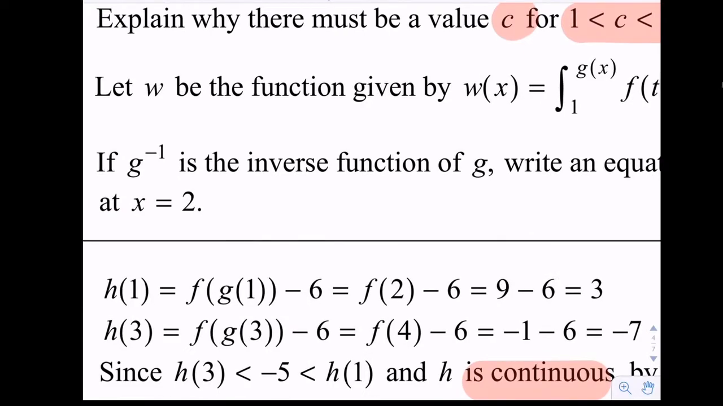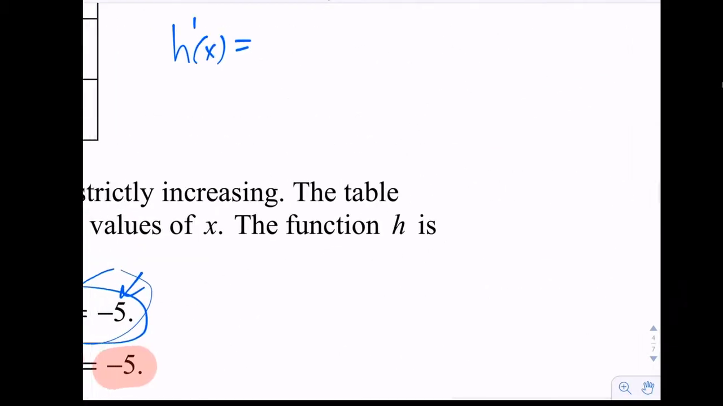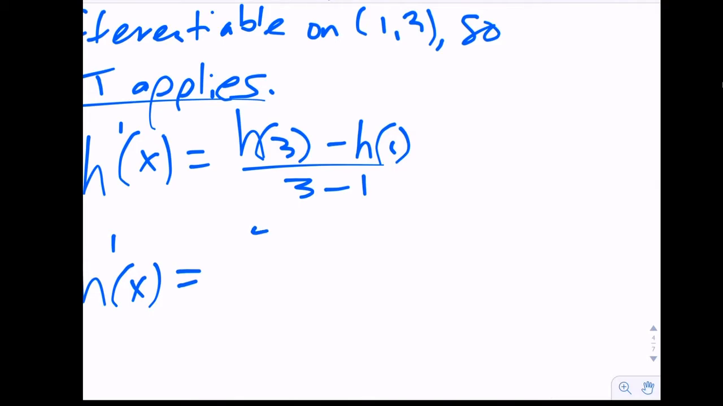You can import them from part A. H of 3 was negative 7. H of 1 was 3. So negative 7 minus 3, I would just show that. Negative 7 minus 3. Don't call it negative 10, because if you call it negative 10, we're going to be like, where'd you get negative 10? But if you call it negative 7 minus 3, and it's labeled like this, we're like, they imported from part A. All over 2. Do we need to show a difference quotient on this line, or did we already show a difference quotient?